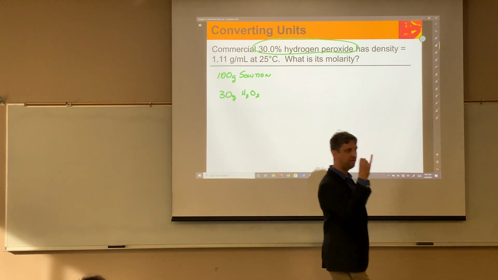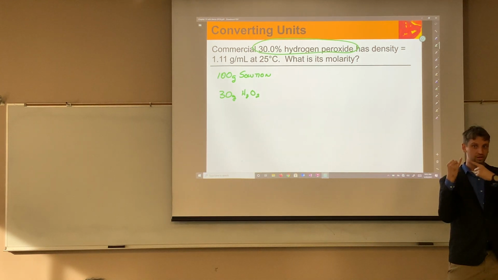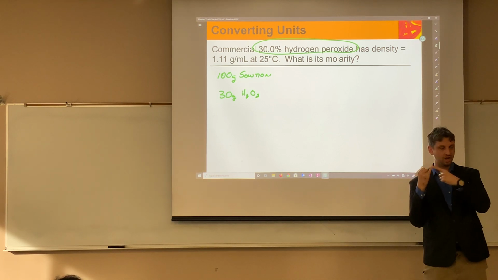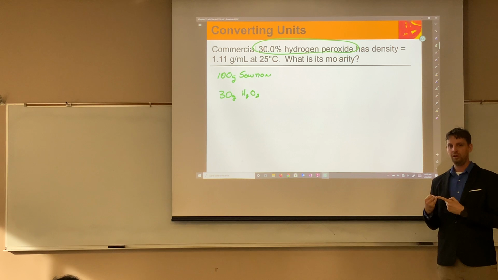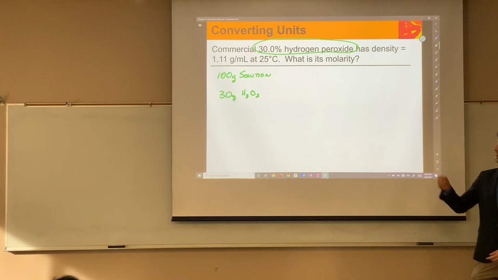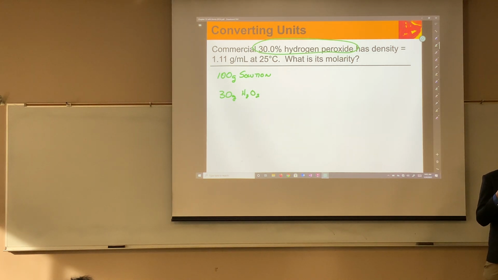Now what do we need to do to answer the molarity? We need moles of hydrogen peroxide. We have grams of hydrogen peroxide. Can you guys convert grams into moles? Yes. To do molarity, what do we need? Liters of solution. Do I have a mass of a solution? Yes. How do I convert mass into volume? I need density. You guys with me on this?